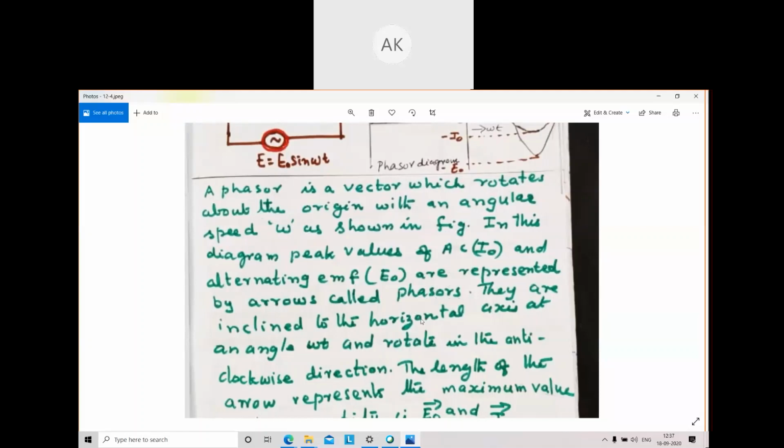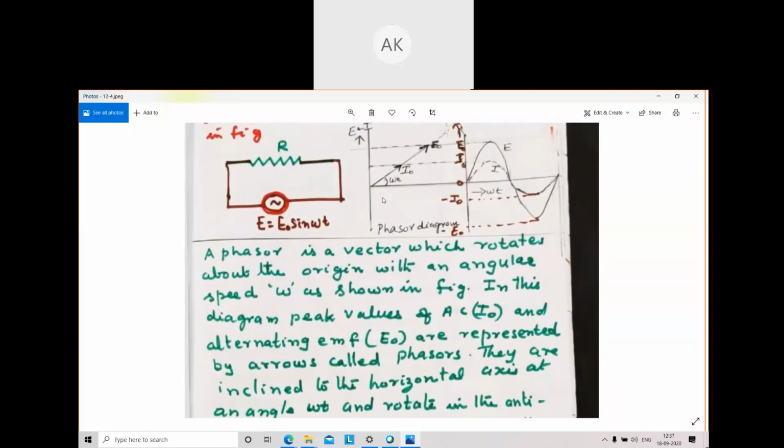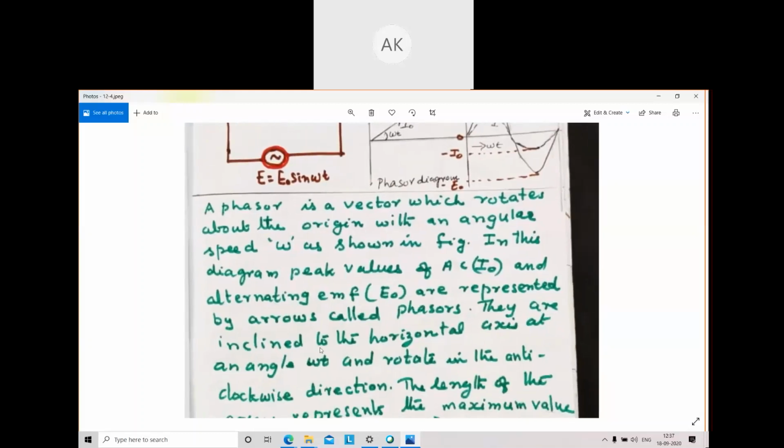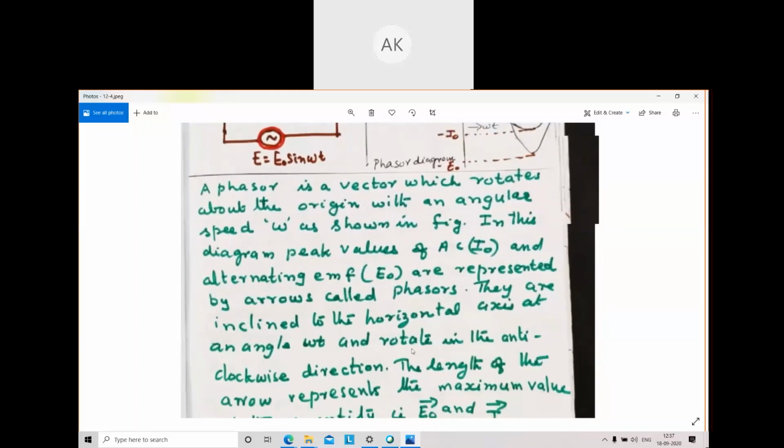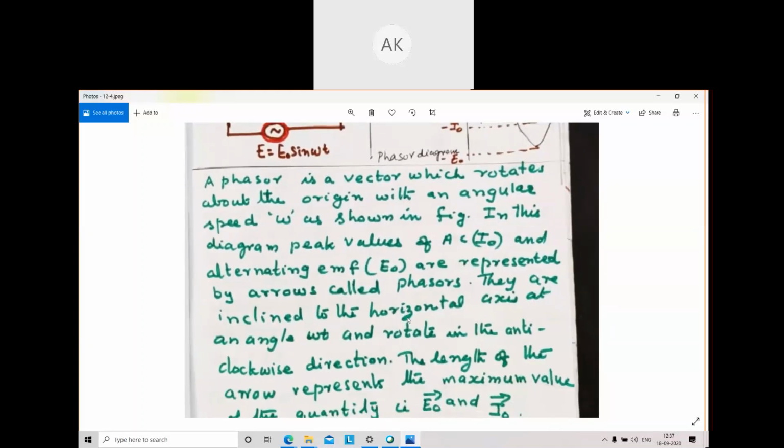They are inclined to the horizontal axis at an angle omega t. See, they are inclined to the horizontal, the x-axis, with an angle omega t, and they rotate in the anti-clockwise direction. The vectors or the phasors are rotated in the anti-clockwise direction.